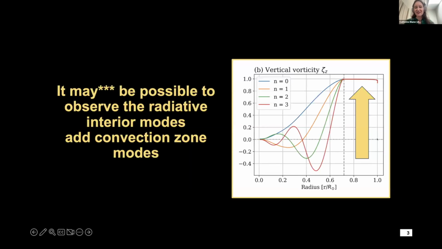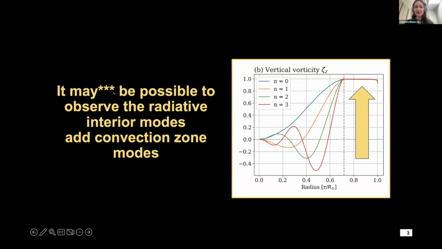And the important thing about this plot, each of these lines is a different radial order. So blue is no nodes in radius, orange is 1, green is 2, and red is 3. This line in the convection zone is not 0, and it is relatively constant, and we understand why. But the idea here is that because this is not exponentially decaying in the radiative interior, or in the convection zone, we might be able to see them.